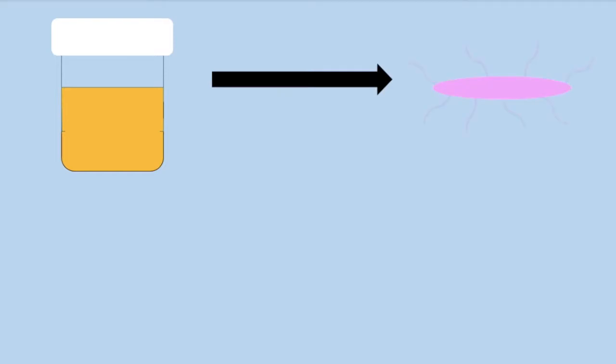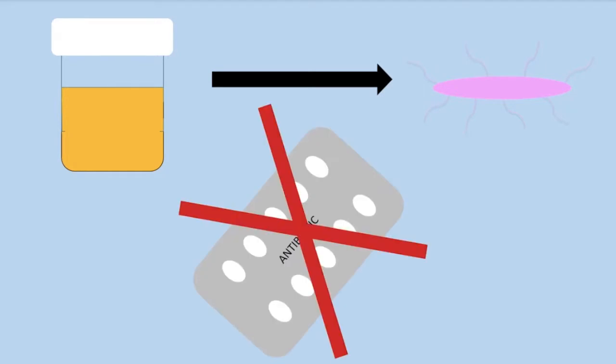Your doctor might indicate a urine culture, which is a test that identifies the bacteria that cause cystitis. It is very important not to take any antibiotics before the urine culture, as this may lead to false negative results. This is how you should collect a urine sample.